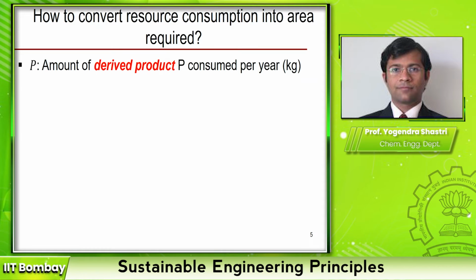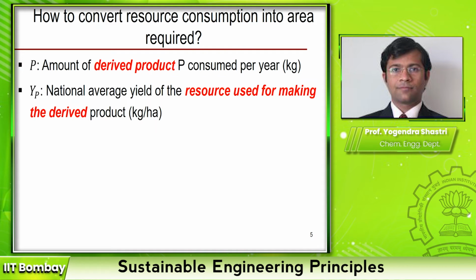So let us now assume that P is not the amount of resource consumed, but P is the amount of derived product consumed per year, again in kilograms. And let us say Yp is the national average yield of the resource that is used for making the derived product P. So if we go back to the example of wheat, P now is the amount of rotis I consume per year in kilograms, and in order to make roti, wheat is the resource, the raw material that is used. So Yp is the national average yield of wheat which is used to make the derived product.